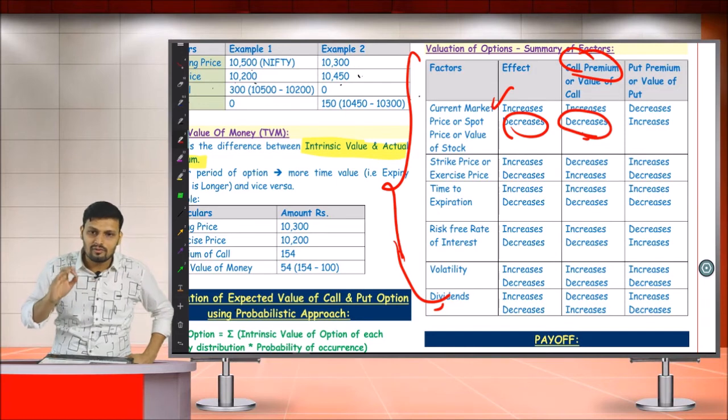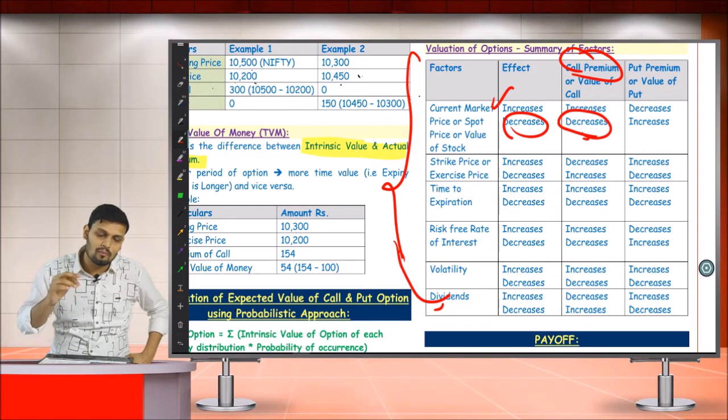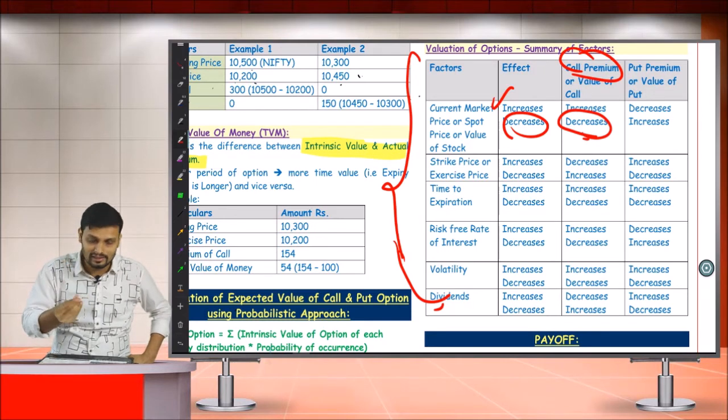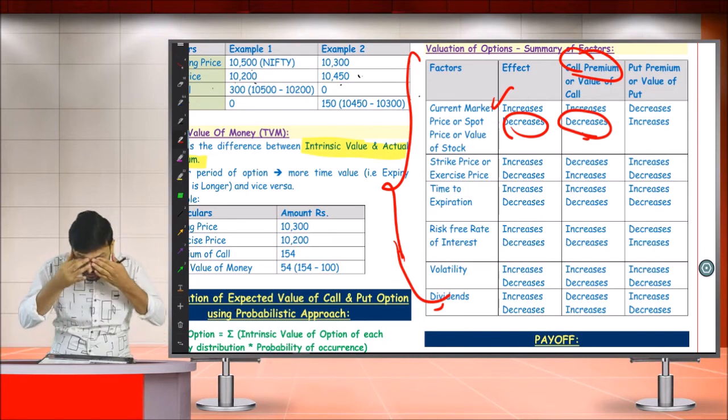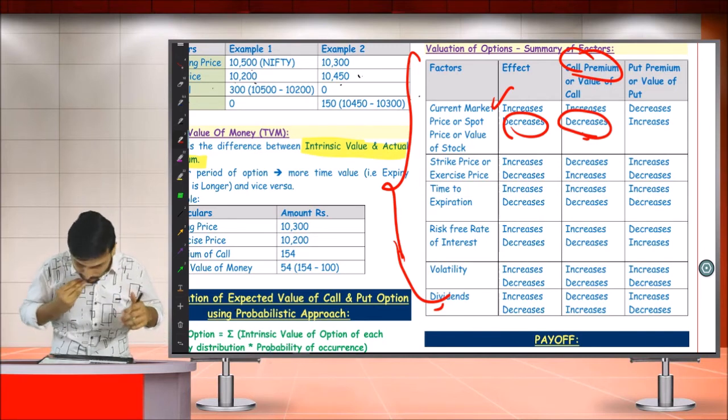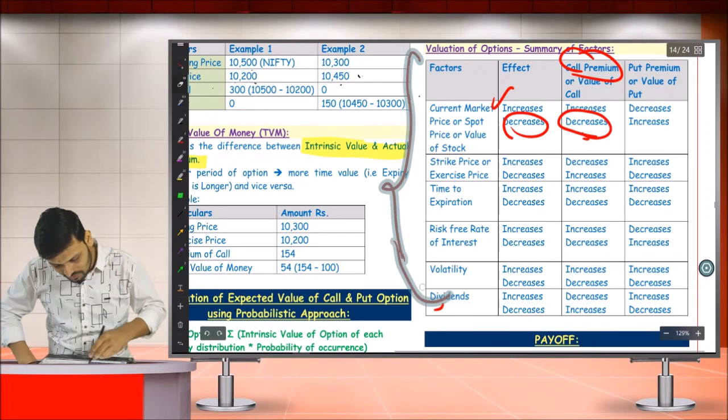It is not required for you to memorize all this. Just try to understand the logics. When will the premium move upwards? When will the premium move downwards? That is it. If you've understood call and put options practically, the logics also you can definitely think even in the examination hall. But you just need to know that there are 6 factors which are affecting the valuation of options.